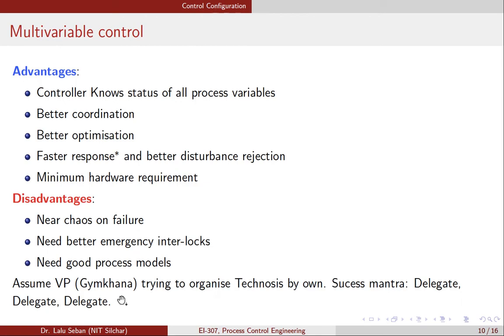Okay. Now let us think about a single case from our institute. Assume that the vice president of Gymkhana is trying to organize Technosis by his own. How difficult it will be. He has to take care of multiple things, phone calls, multiple programs. Is it going like that? No, we are having a very well organized structure. So the success mantra when your problem is big is delegate, delegate, and delegate. This is a very important success mantra.